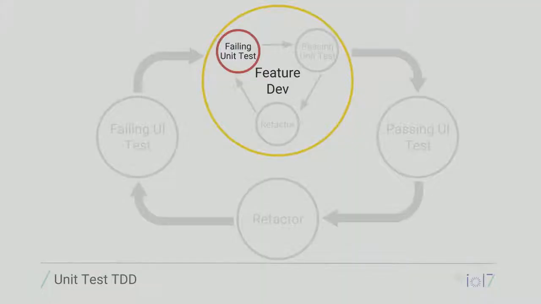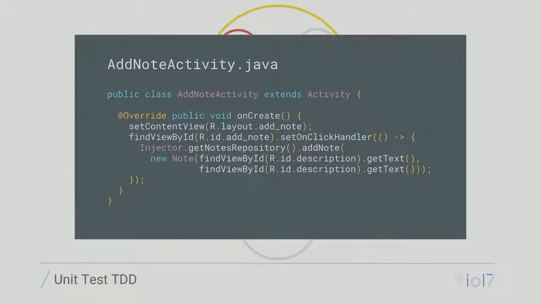So at this point, we have a failing unit test, and now we're ready for the easy part, writing the production code. In the spirit of TDD, we're only going to write exactly as much as is needed to make the test pass. No more, no speculative coding. So we inflate a layout, attach a click handler, and when the click happens, we create a note and add it to the repository.